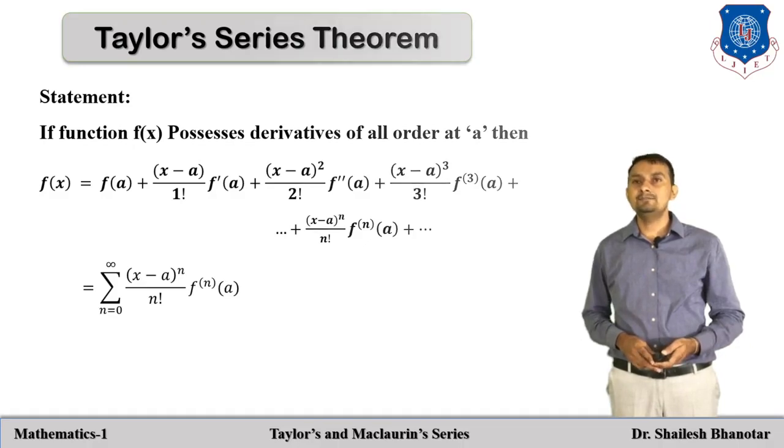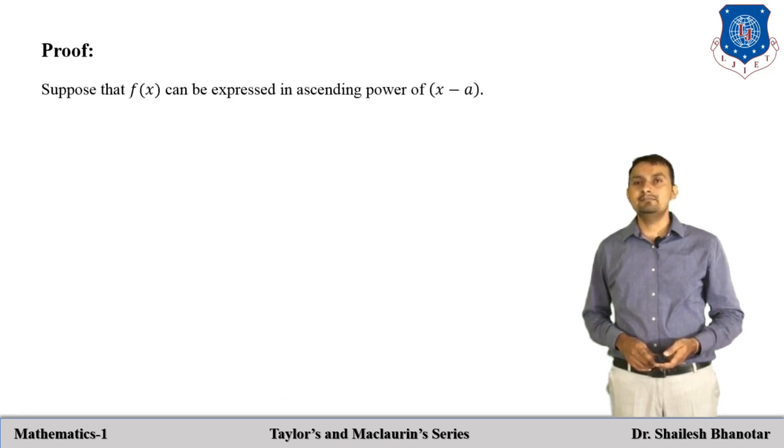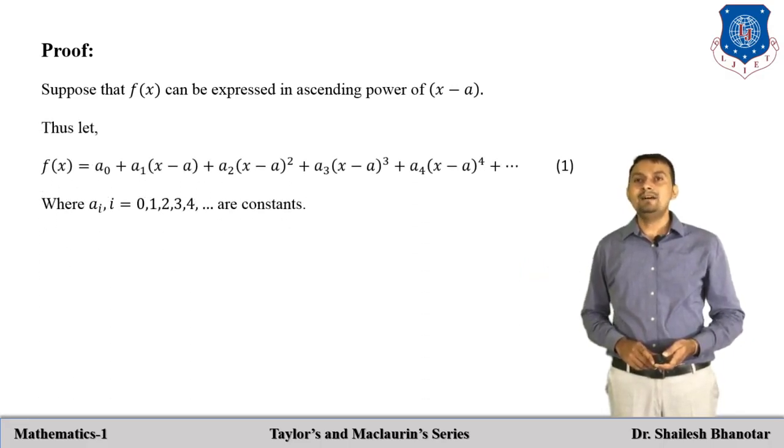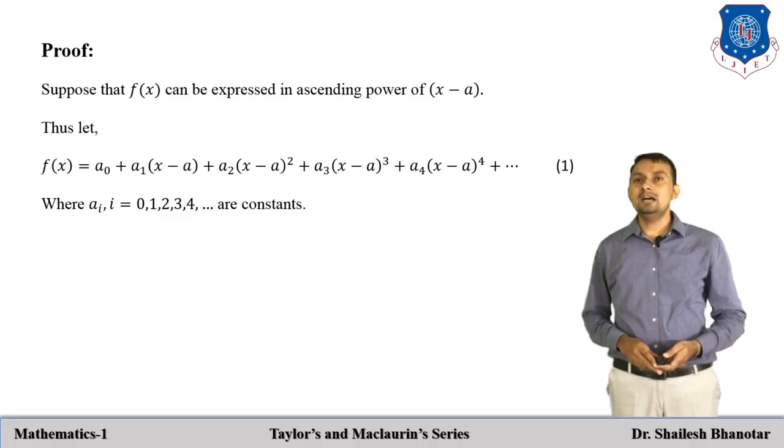Now let's have a proof of this theorem. First, we have to consider the power series expression, because this is a special case of the power series. So let us assume the power series expression of the function f(x) is a0 plus a1 (x minus a) plus a2 (x minus a) squared, and so on. Say equation number 1. Here the ai are constants, where a is the center of the power series. To express the Taylor series representation, it is required to determine the constants a0, a1, a2, a3 and so on. For that, we have to consider successive differentiation with respect to x.